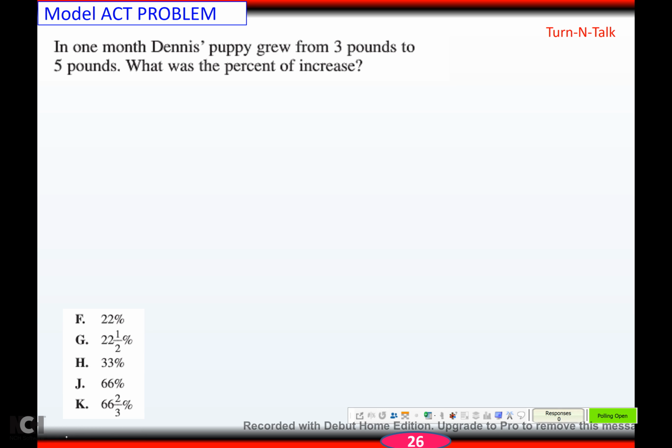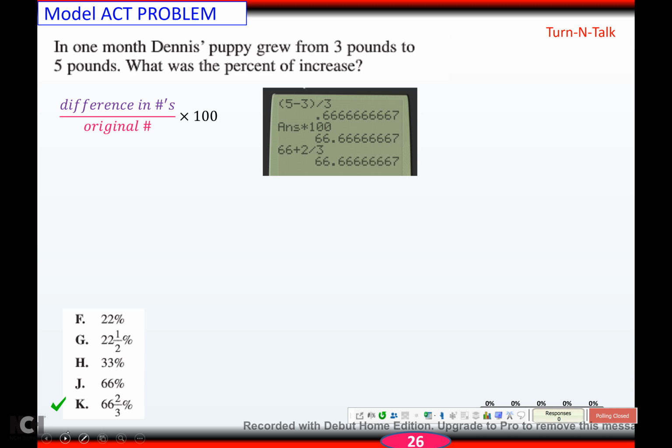Alright, in 1 month, Dennis's puppies grew from 3 pounds to 5 pounds. What was the percent of increase? Magic words for difference over, sorry, did I give you time to practice this? Difference over original times 100. So when I type carefully, I'm going to type 5 take away 3 in parentheses divided by 3, which is 66.6 repeating, which by now you should realize that the 0.6 is a 2/3. The 0.3 repeating is 1/3. So it would be 66 2/3.